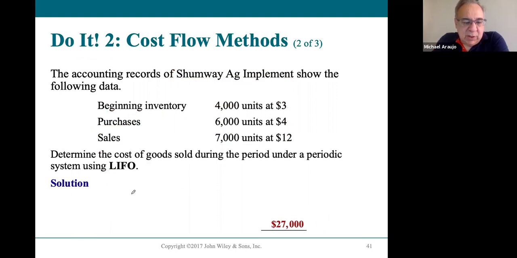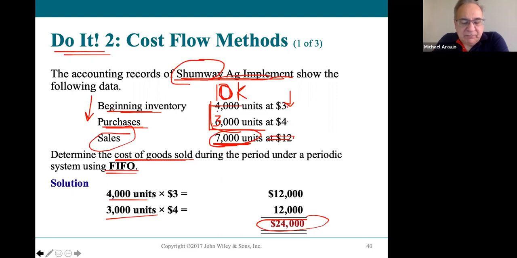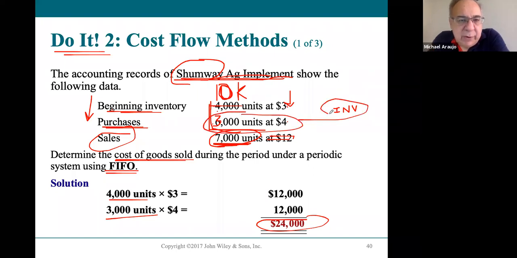The next one is, of course, the same question. Well, let me go back to that one for a second. So that's the cost of goods sold. What about inventory? What's the value of the ending inventory? Well, what do they have left? They have 3,000 units at $4. So they have $12,000 worth of inventory left. $24,000 is the cost of goods sold, and $12,000 is still in inventory. 3,000 units are left.